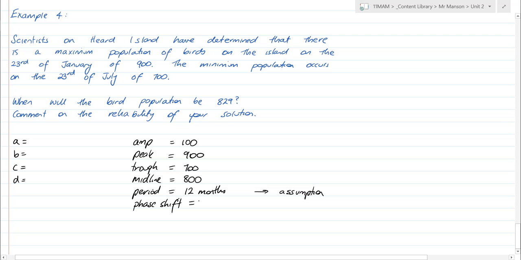If the phase shift is zero, when does time start? 23rd of January. And that's perfectly fine. If the phase shift was one, then time starts on the 22nd of January. What other starting point would be reasonable if you wanted to include a phase shift? You could use 23 and say that time starts on the 1st of January. That would be a reasonable thing to do as well. You've got those two options, so I'd be happy with either of those options.